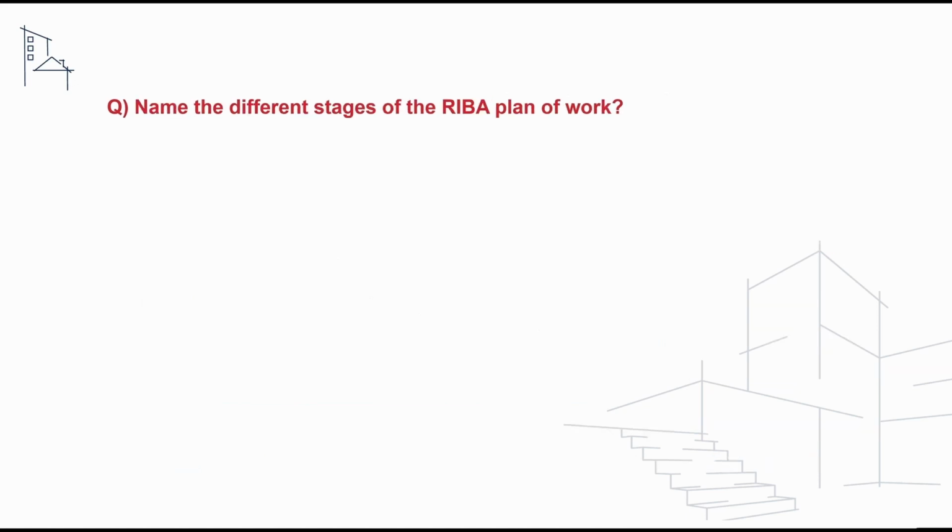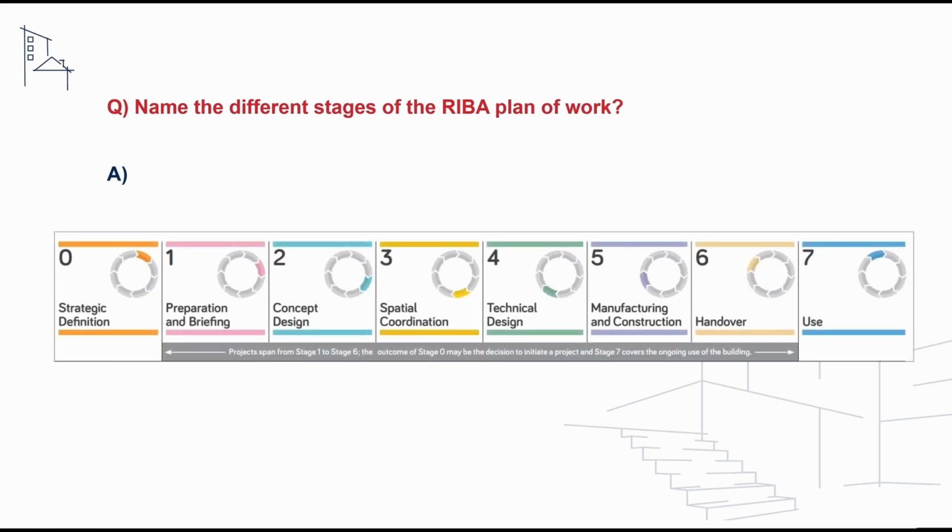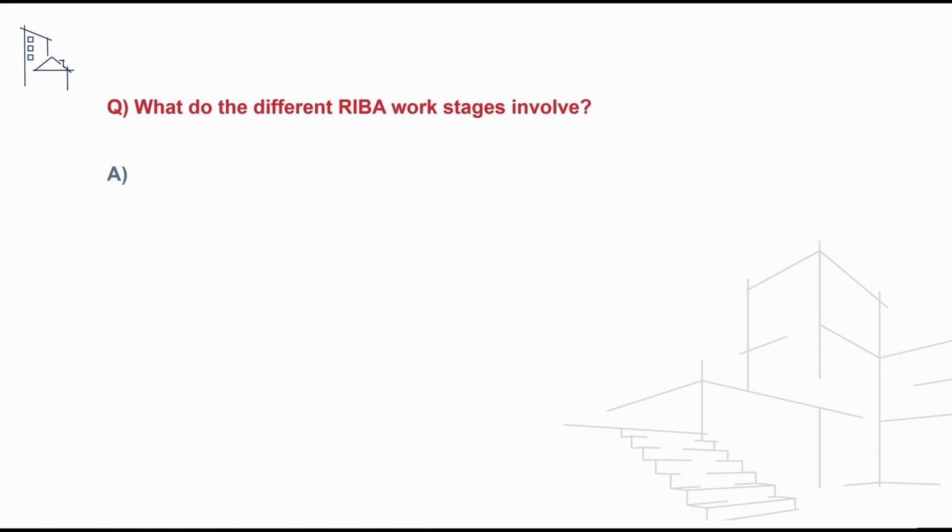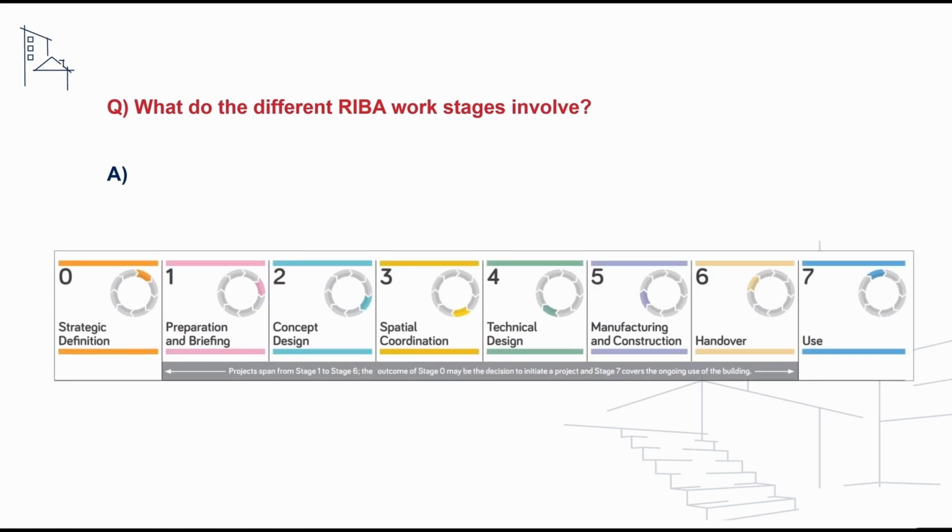Another common question we may receive is to name each of the different RIBA work stages. And to address this, we would need to reference first of all stage 0, strategic definition, preparation and briefing, concept design, spatial coordination, technical design, manufacturing and construction, handover and use. A follow-on question we may receive on this is what the different RIBA work stages involve.